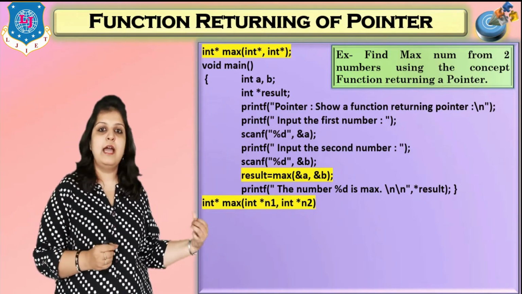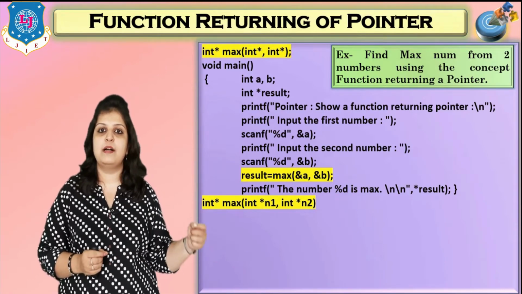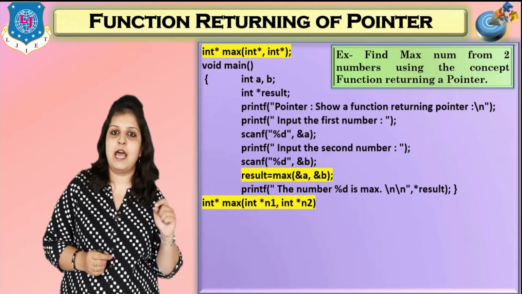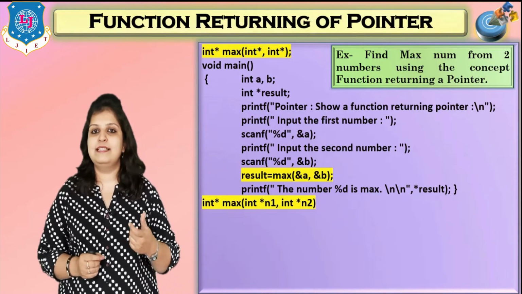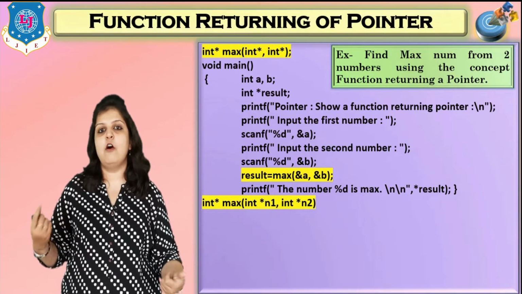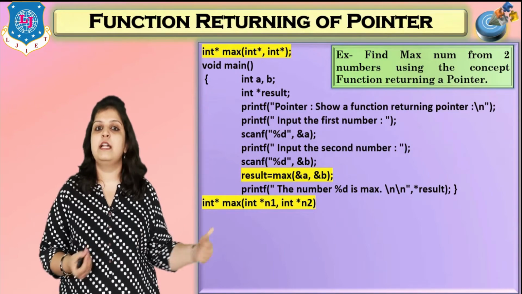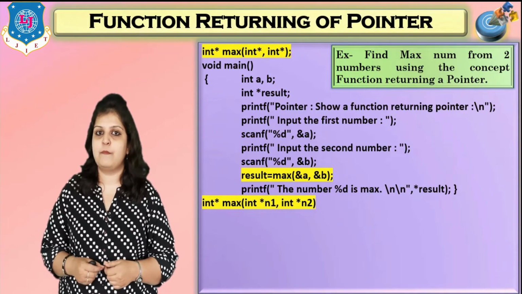And then after that, one printf: the maximum number is equal to percentage d, and then asterisk result. When you print simply result, it will print either the address of a or the address of b, but here I want to print the number, that's why I am using the dereferencing operator.